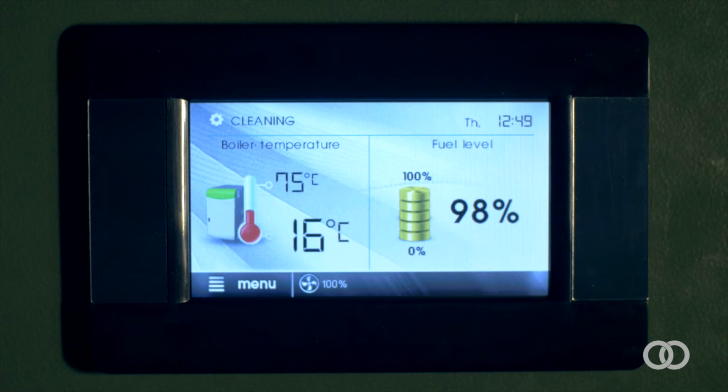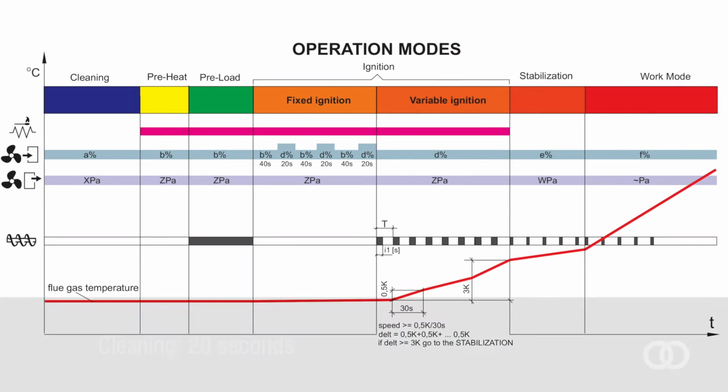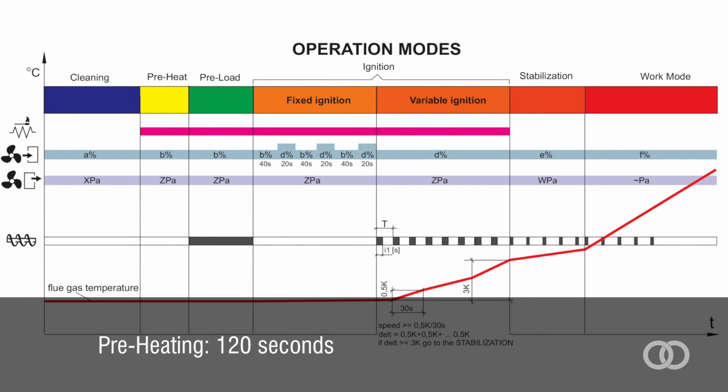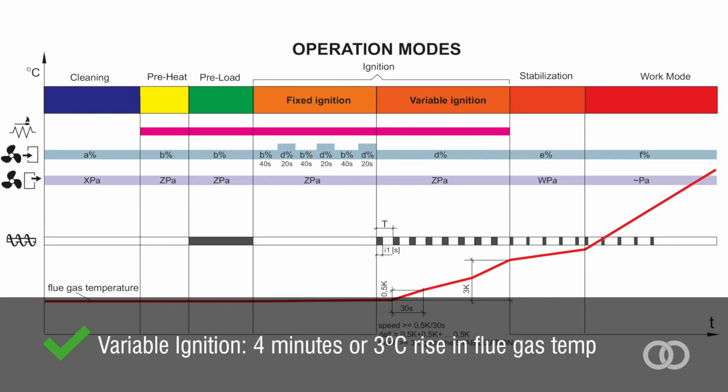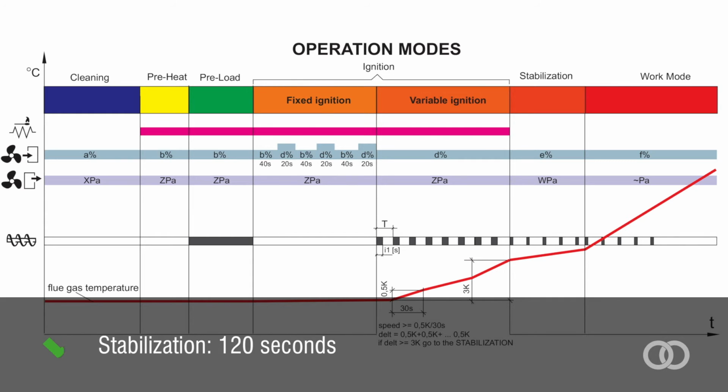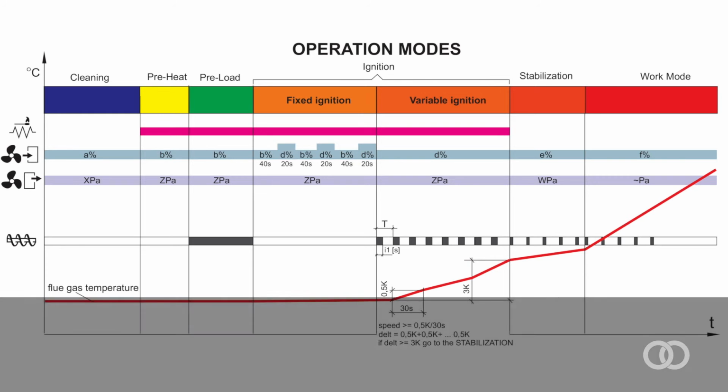The controller is now on and is awaiting the signal from the time clock / room thermostat to start the ignition. Once the boiler has a call for heat, the ignition sequence starts with the following logic. Cleaning 20 seconds. Preheating 120 seconds. Preload 38 seconds. Fixed ignition 5 minutes. Variable ignition 4 minutes or 3 degrees Celsius rise in flue gas temperature. Stabilization 120 seconds. Run mode.